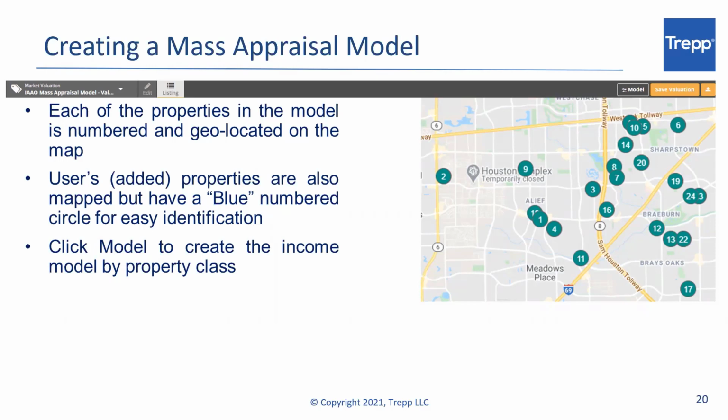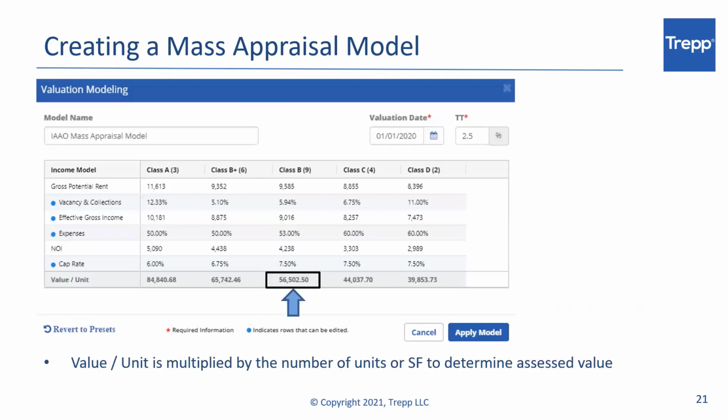Once this step has been completed, you just simply click on the model button at the top in the gray ribbon, and then that will create the income model by property class. In this example, you can see that the income model is created and effectively creates an income pro forma from gross potential rent all the way down to NOI and then a cap rate, leaving the user with an indicated value per unit or per square foot. Now, in this example, we've delineated the classes by class A, B plus, B, C, and D. That's something that the user gets to determine.